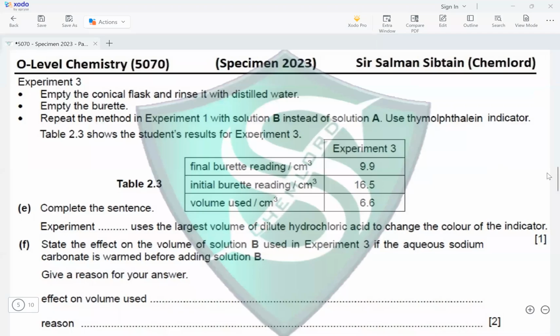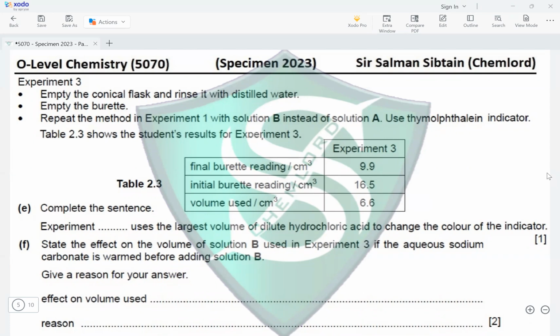Experiment 3. Empty the conical flask and rinse it with distilled water. Empty the burette. Repeat the method in experiment 1 with solution B instead of solution A. Use phenolphthalein indicator. Table 2.3 shows students' result for experiment 3. Here, the volume used is 6.6. Okay, part E. Complete the sentence. Experiment dash used the largest volume of dilute hydrochloric acid to change the color of the indicator.